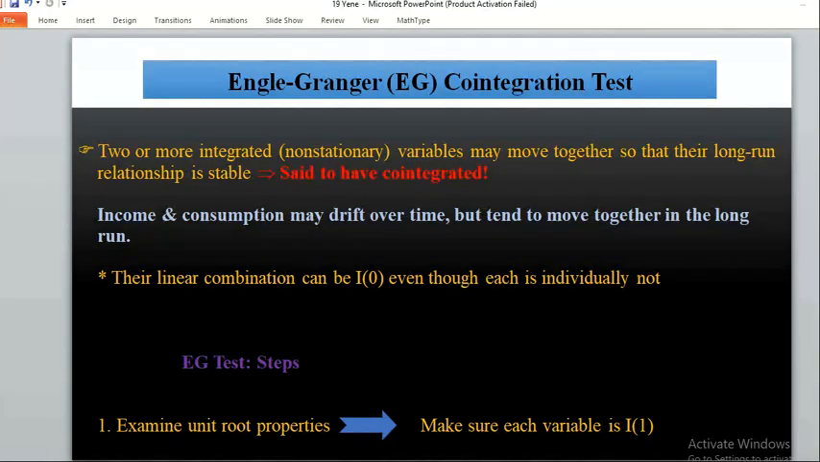Hello guys, I'm here to show you the application of the Engle and Granger co-integration test using Stata. But before that, we need to make some explanation of the concept of co-integration.